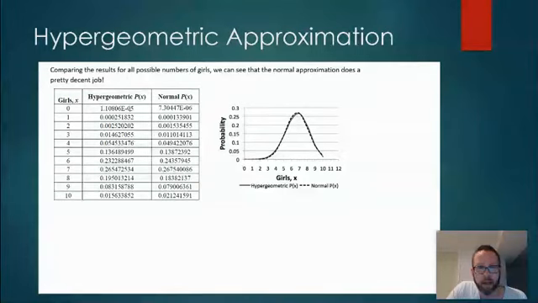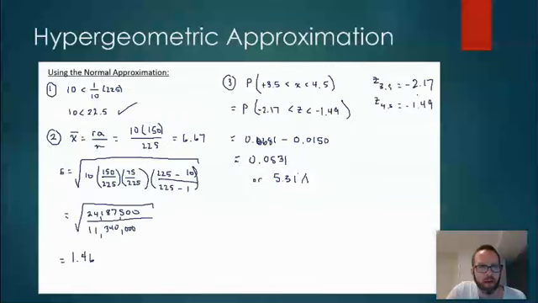Actually, this table shows for all 11 possibilities what you would get using the hypergeometric and what you would get using the normal. And then they're plotted on this graph here, and you can see they actually line up pretty well. So let's have a quick look here and see if I did something wrong. R is 10, A is 150, and N is 225. That seems okay.